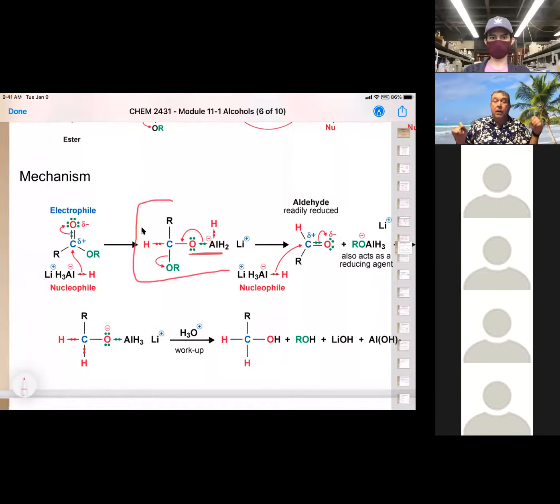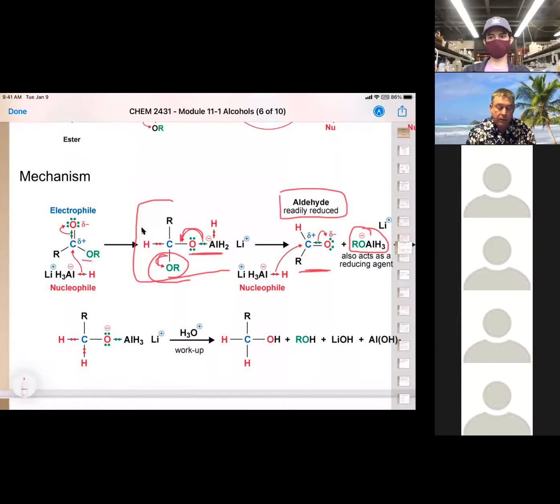However, we have an opportunity for the regeneration of our carbonyl compound by kicking out an alkoxide. Okay, when we kick out that alkoxide, it can actually bind to the aluminum, giving us a species with still 3 hydrides on it, but regenerating our carbonyl. Okay, now that we've regenerated our carbonyl compound, and notice this carbonyl is an aldehyde.